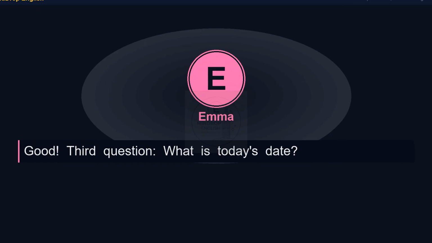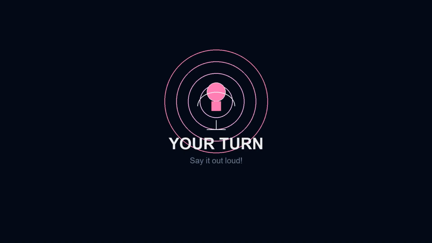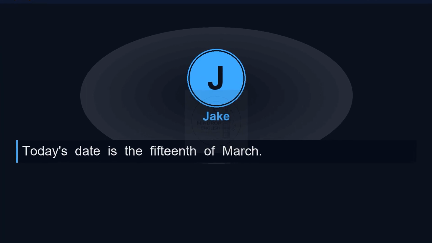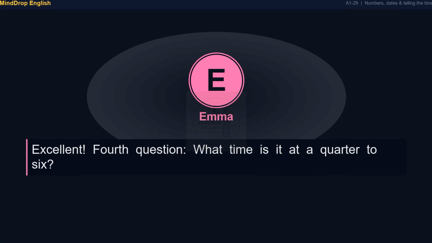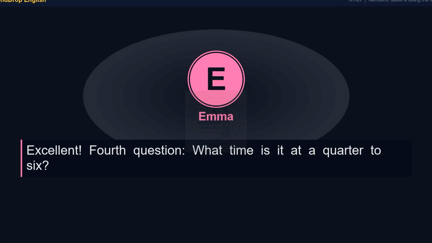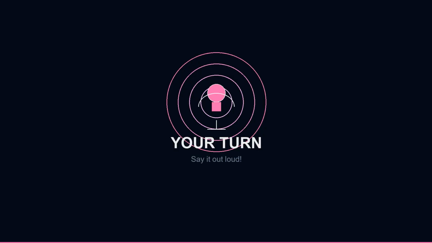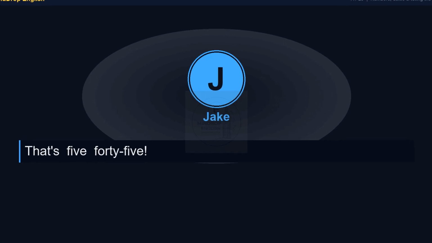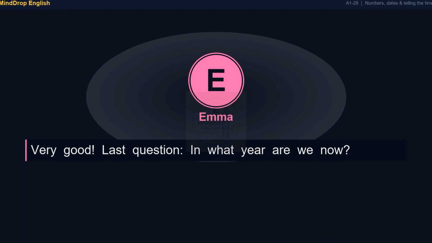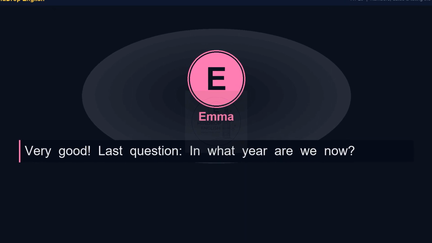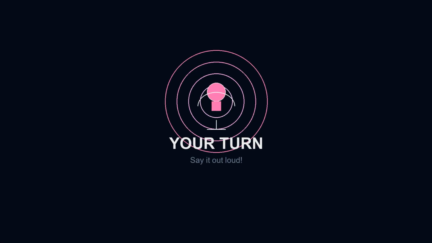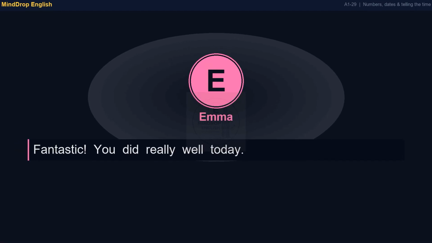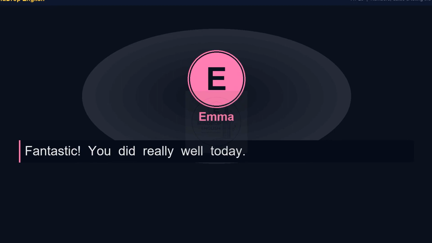What is today's date? Today's date is the 15th of March. Excellent. Fourth question. What time is it at 5:45? That's a quarter to 6. Very good. Last question. In what year are we now? It's 2023. Fantastic. You did really well today.